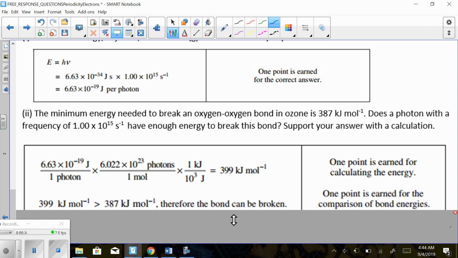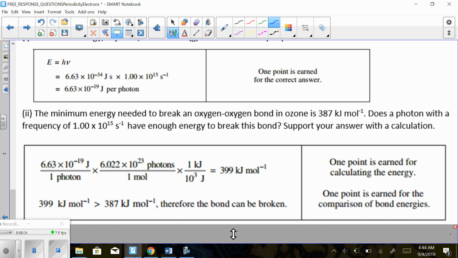And if we do that, we see that that number's greater. So yes, it can break the bond. You have enough energy. If this number were less than 387, we wouldn't be able to. So 1 point for calculating the energy, another point for comparing the bond energies.